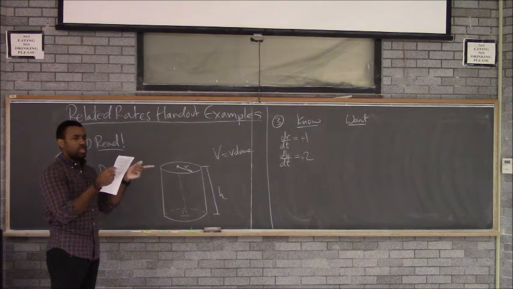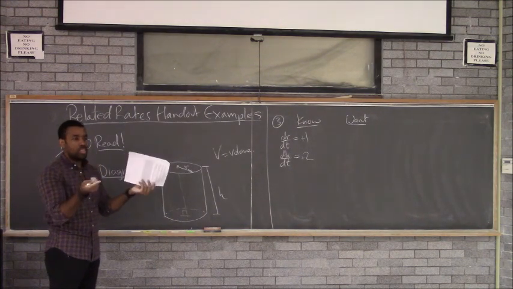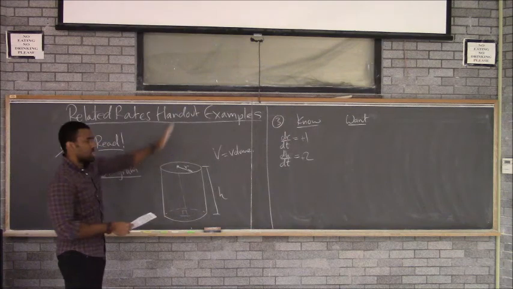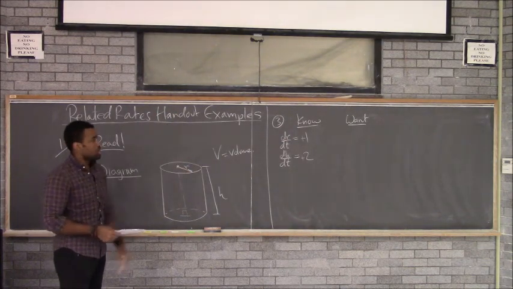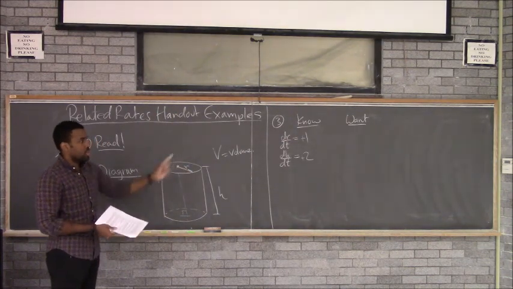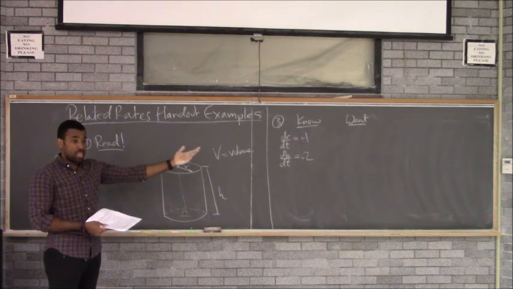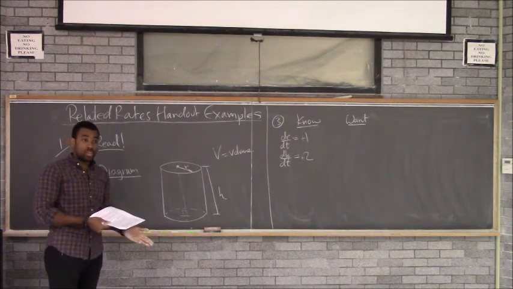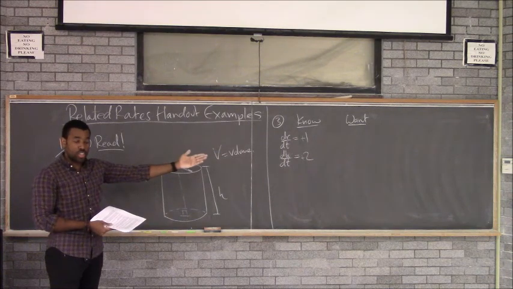Can anyone tell me why it's a plus 1 and a plus 2? Yeah? Because it's increasing, right? We know increasing means positive slope, decreasing means negative slope. So if they describe something as increasing, whenever I write down the derivative, it has to have a positive value. If it describes something as decreasing, whatever I write down for the derivative should have a negative value.